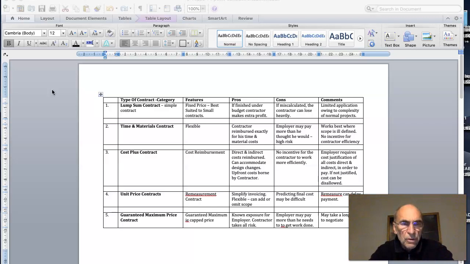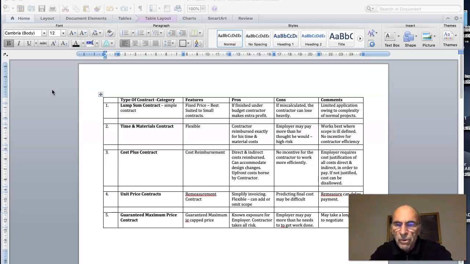The third type of contract is cost-plus contract. So this is cost reimbursement. So all the direct and indirect costs are reimbursed to the contractor. Design changes can be accommodated, and therefore it's flexible, and the upfront costs are borne by the contractor, so that's basically the mobilization costs. There's no incentive for the contractor to work more efficiently because he knows that he's going to get paid for his costs, plus he's going to get reimbursed for a margin.